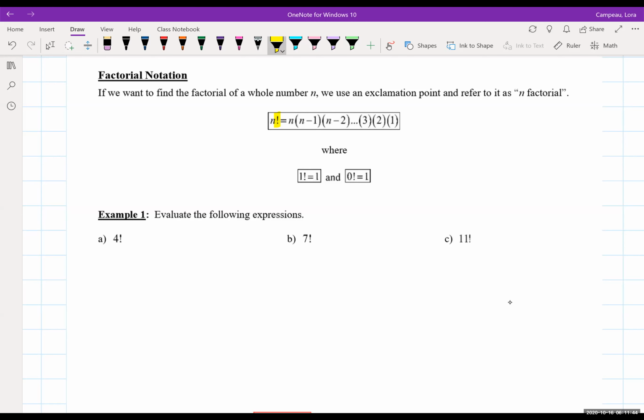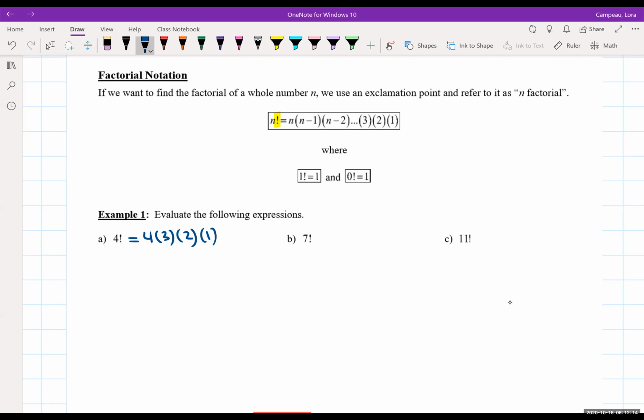Now, the definition of a factorial just means that you multiply all of the integers or the whole numbers down from the number that you see all the way down to 1. So for example, if we're looking at 4 factorial in part A, we can think about it as written as 4 multiplied by 3 multiplied by 2 and multiplied by 1.